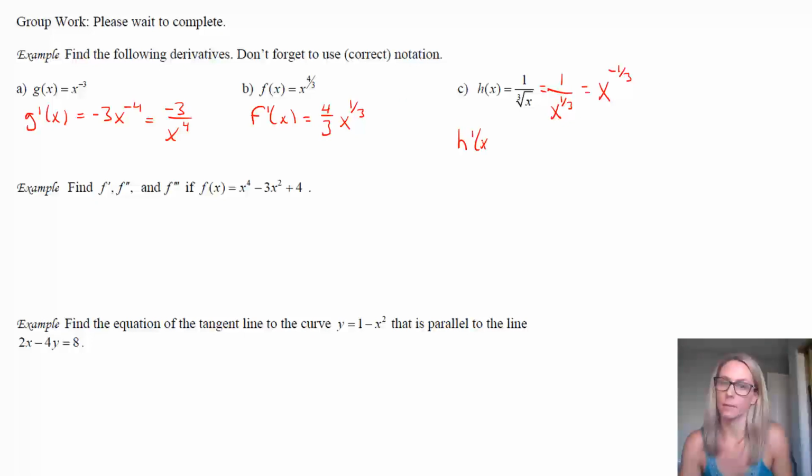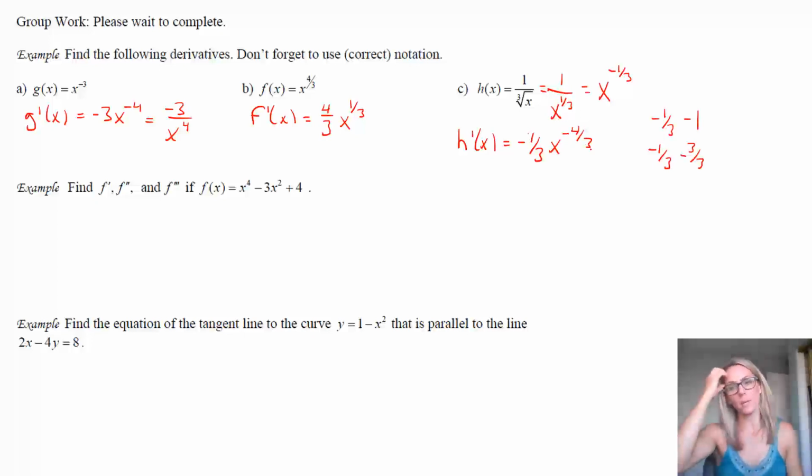So h prime of x. I'm going to bring down that -1/3 x. And then you want to think about -1/3 minus 1 is -1/3 minus 3 over 3, because that is just 1. And that's going to be a -4 over 3. So that can be written a different way as well. This is also fine how you see it. It's no problem. And then we keep going.